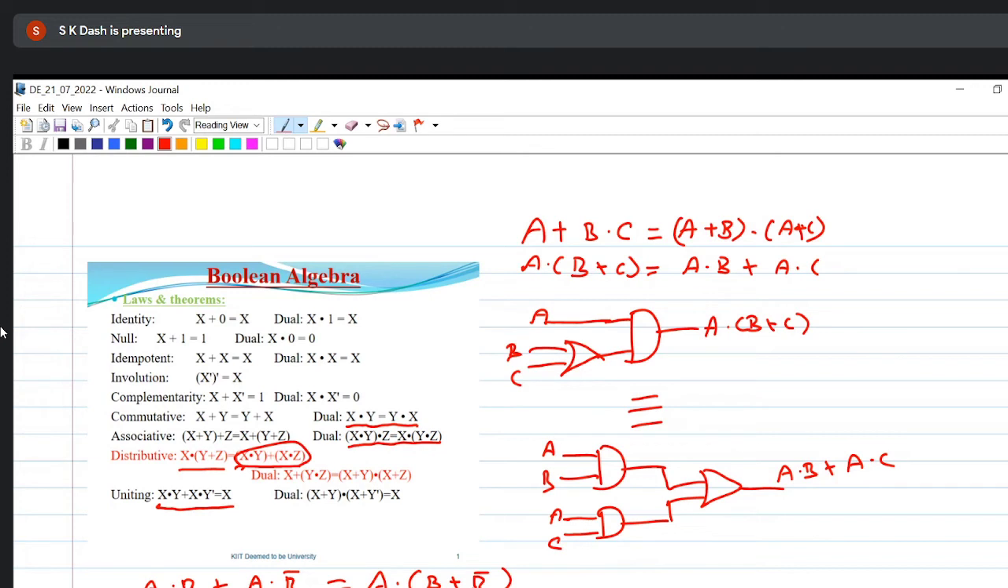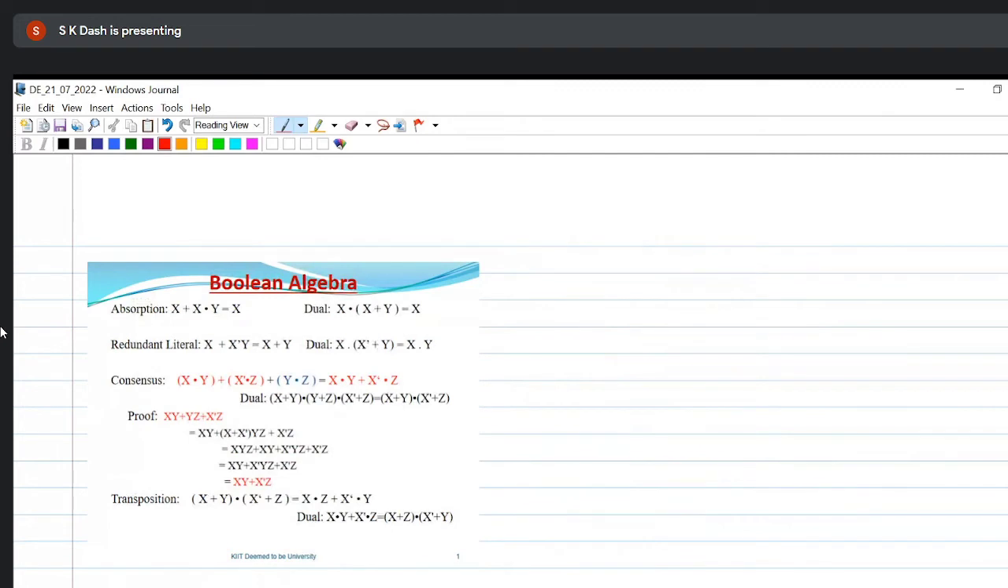What do you mean by B plus B bar? This is the complementary law. B plus B bar is equal to 1, so it is A dot 1. What is A dot 1? This is the identity law: x dot 1 is equal to x. So A dot 1 will be A. Whenever we come across A dot B plus A dot B bar, we can directly write this as A. You do not have to follow these steps. Its dual is also correct.